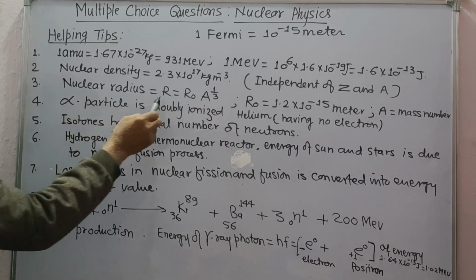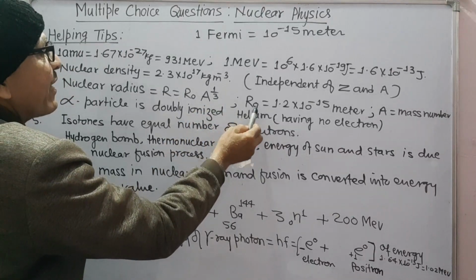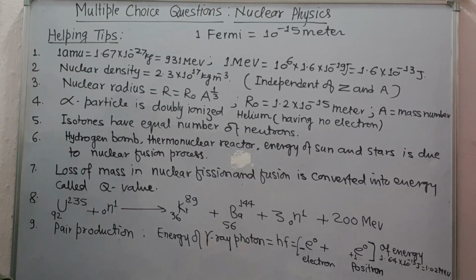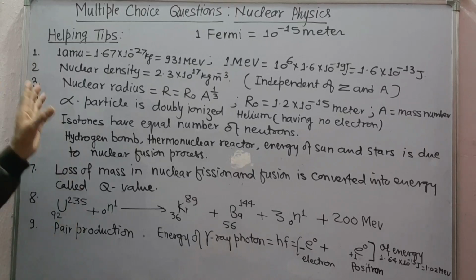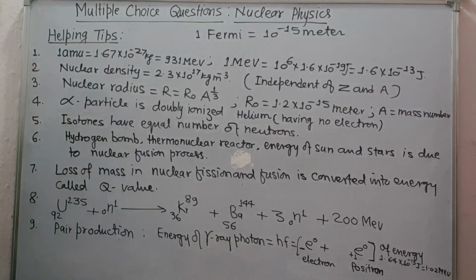Next, nuclear radius R is equal to R naught times A to the power 1/3, where R naught is 1.2 × 10^-15 meter and A is the mass number. Next, an alpha particle is doubly ionized helium. That is, an alpha particle has no electrons. Next, isotones have an equal number of neutrons.